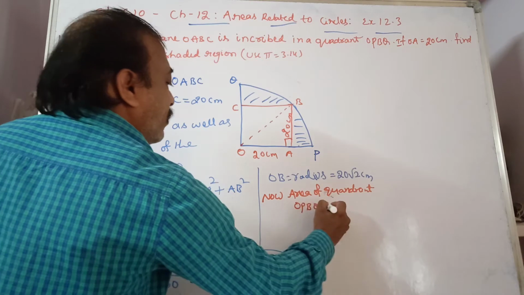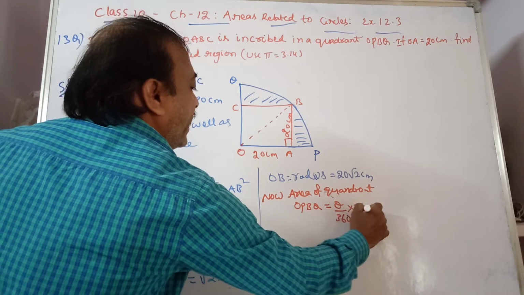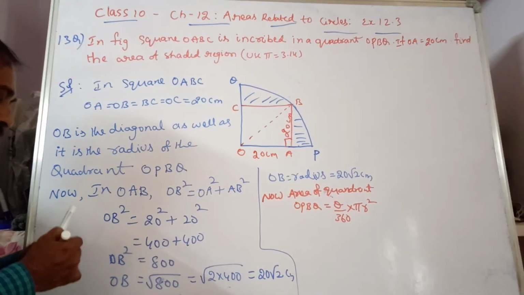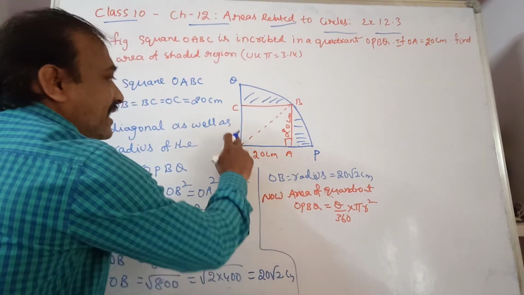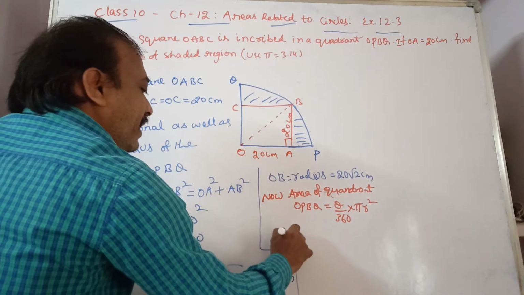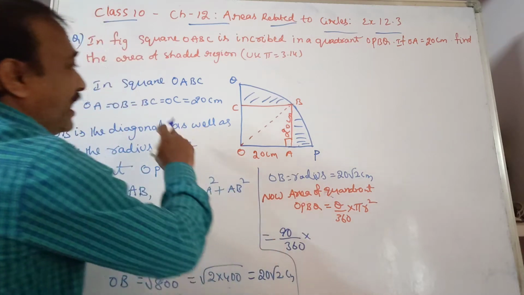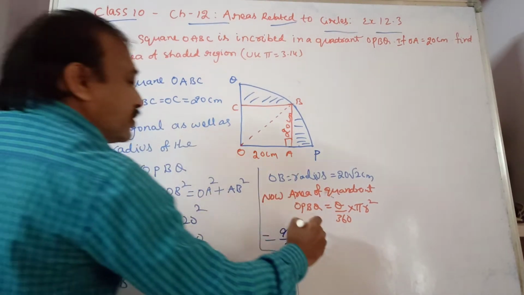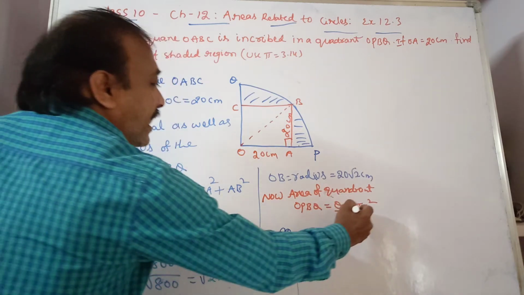Area of OPBQ is equal to theta by 360 into pi r square. What is theta here? That is 90 degrees, as it is a square. So 90 by 360 into, use the pi value, he said 3.14 in the question. So 3.14 into r square.